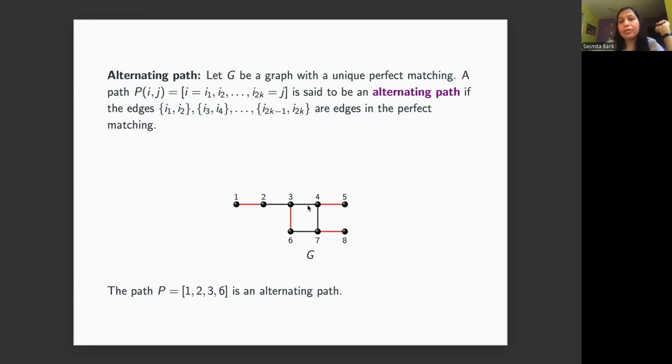As I told, I can define an alternating path in this way, that it's just alternating. It can start with a matching edge or a non-matching edge. But here for this talk, I'm taking alternating paths which start at a matching edge and end at a matching edge. Then the length of the alternating path will always be odd. So you'll start with a matching edge, then non-matching, then matching, like this. So always the length will be odd for an alternating path.